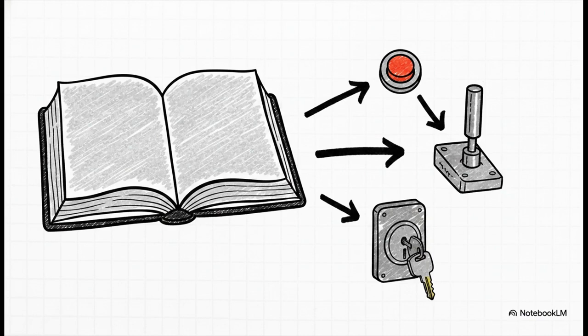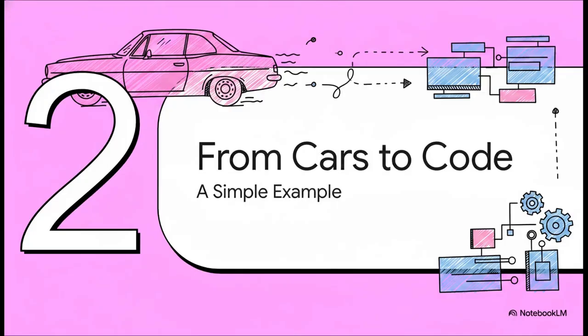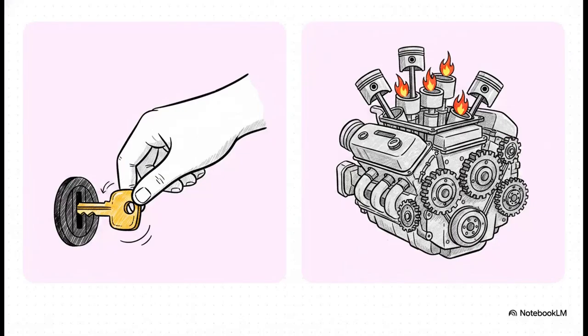It just strictly enforces the rule that a start action must exist for others to use. Section 2. From cars to code, a simple story example. To really lock this concept in, let's step away from the TV remote for a second.